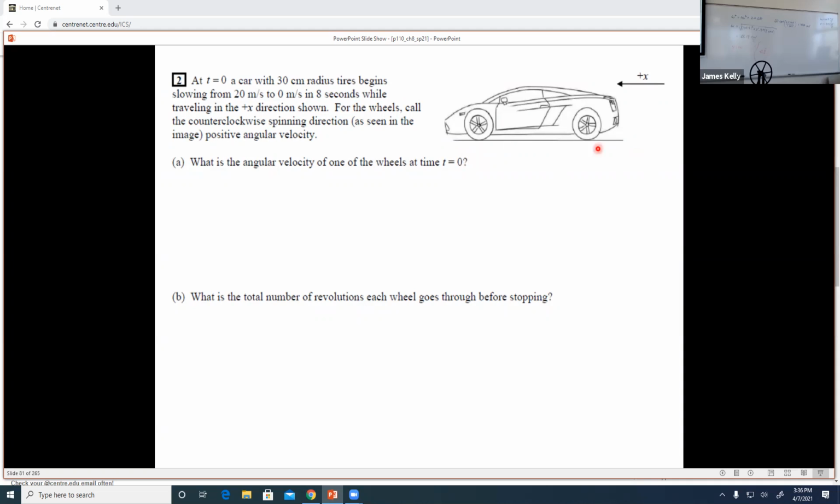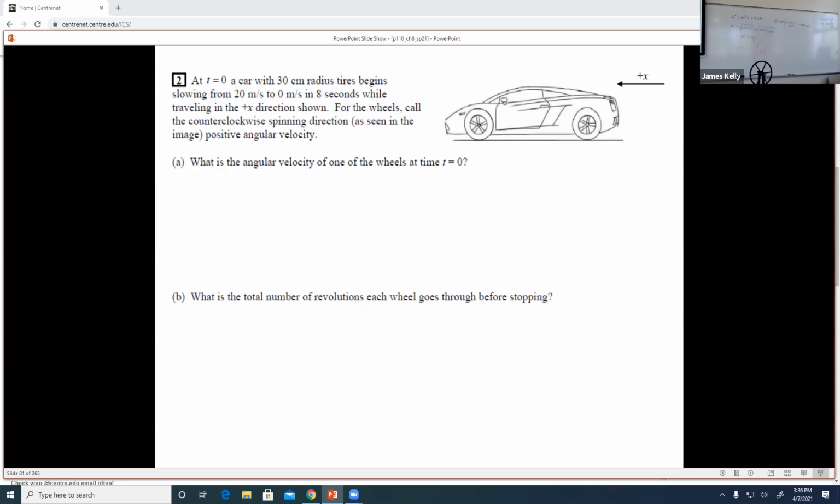As it's moving in the plus x direction and slowing down, the wheels are rotating in the counterclockwise direction. Everybody knows clockwise means the direction a clock turns, right? So the wheels in this case, as the car is moving to the left, will be rotating in the counterclockwise direction. And we're just going to call that the positive rotational direction. So those would be positive omegas, just for definiteness.